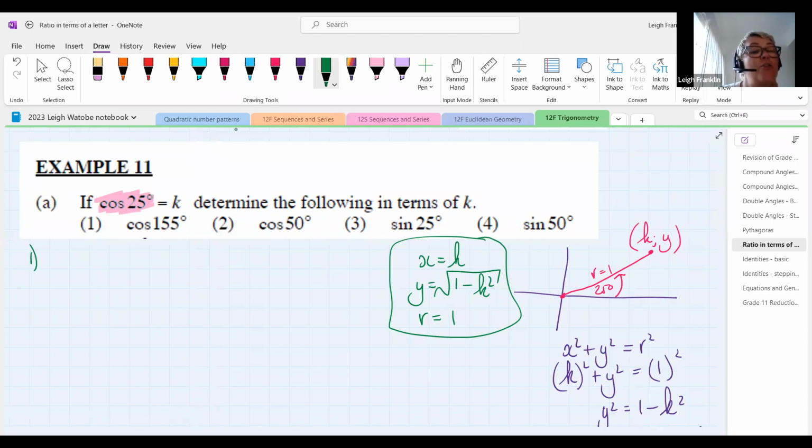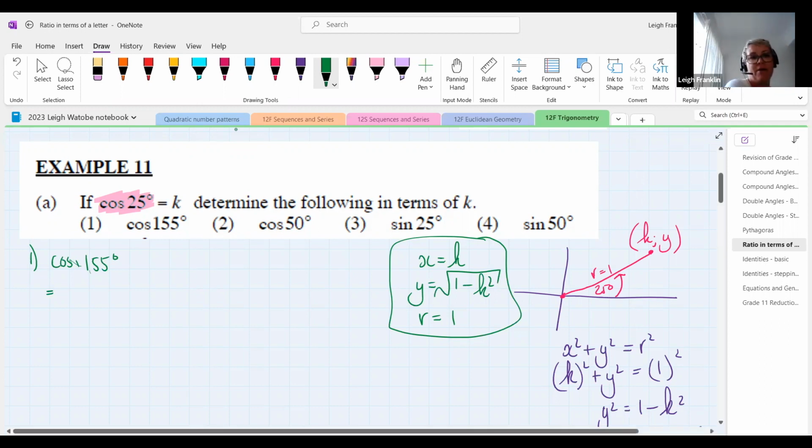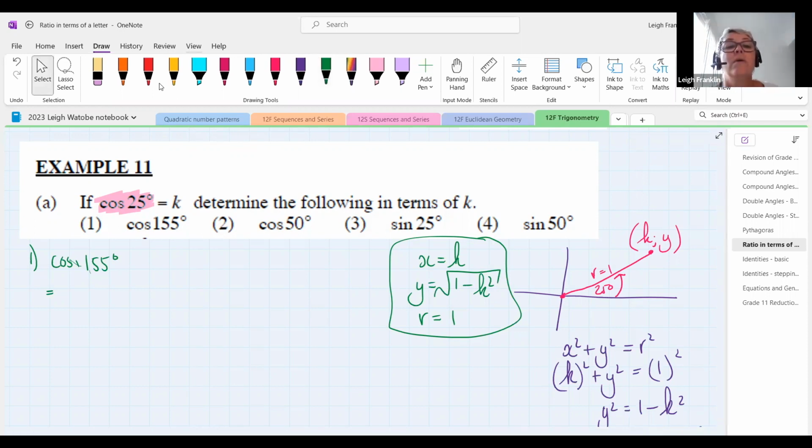Let's have a look at the first one. They give us the cos of 155. So let me write that down. The cos of 155 degrees. Now I've got to express my angle in terms of 25 degrees. What am I going to do here, Matrix? How am I going to express this? There we go, quite right. So it's going to be 180 minus 25.